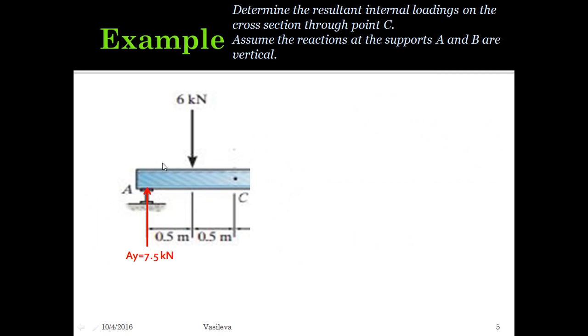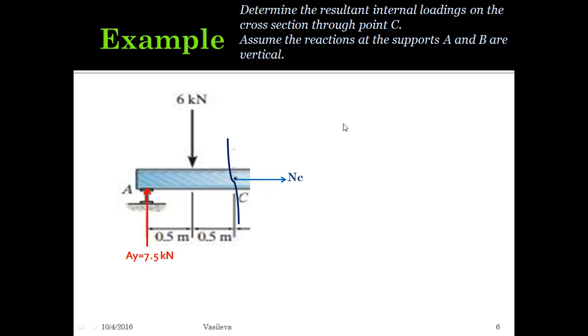So here we have it. And like I said, pretend that you're cutting the beam at point C. And I draw my internal loading, so I have NC, VC, and the moment MC. Now you can draw them randomly. I chose to draw it to the right, downward, and counterclockwise, but it doesn't matter which way you draw them. In the end, your signs will come out correctly.